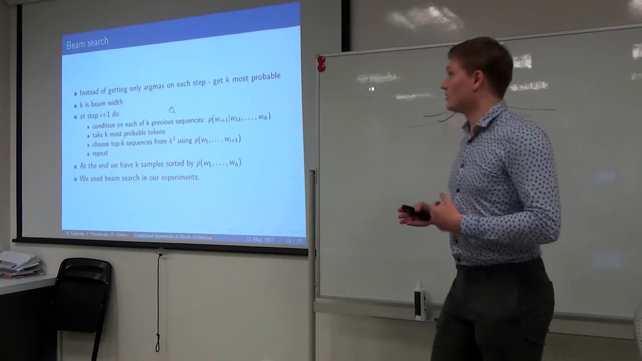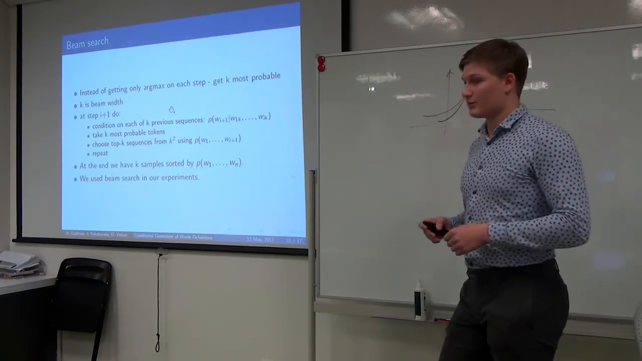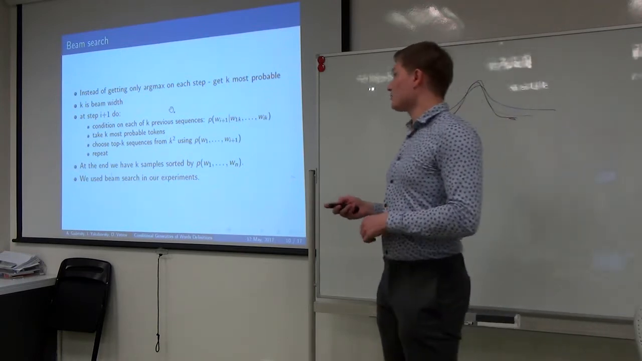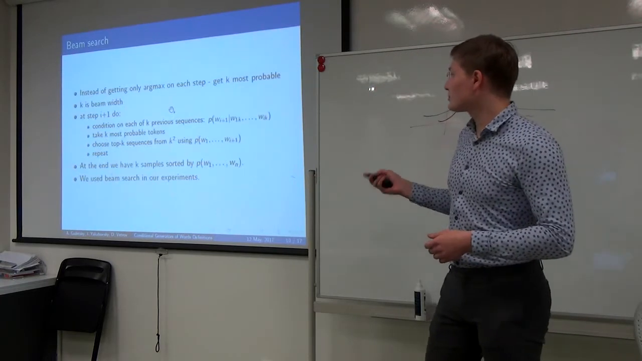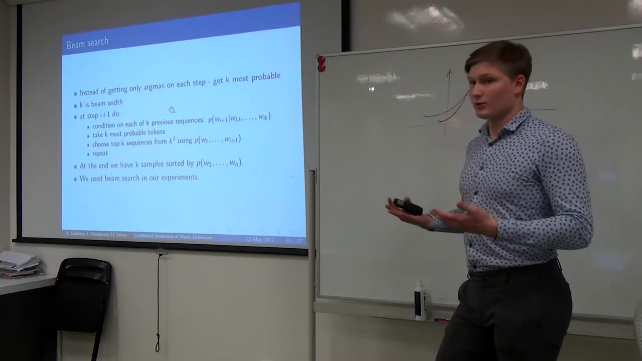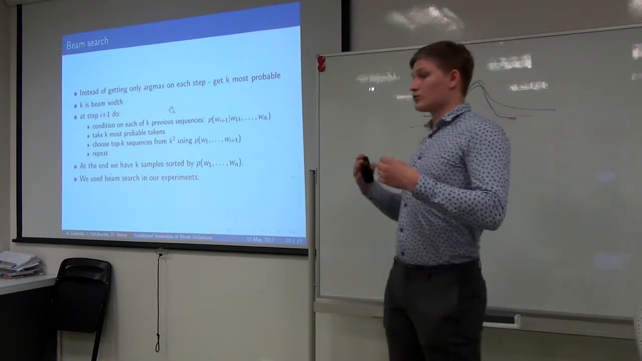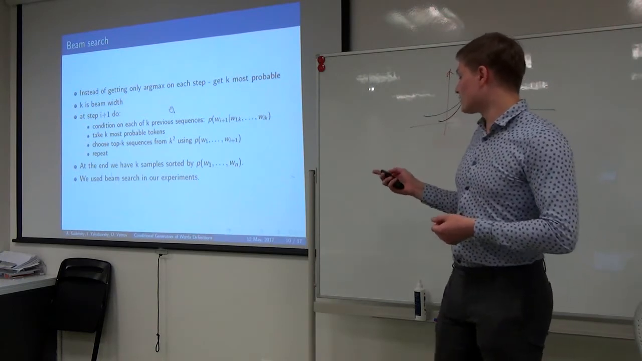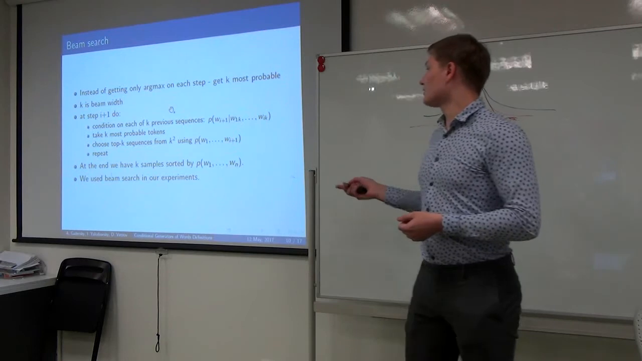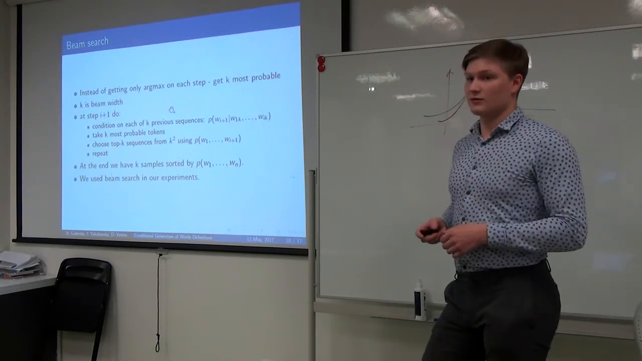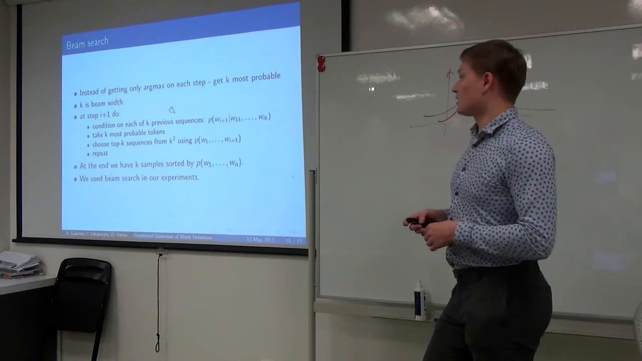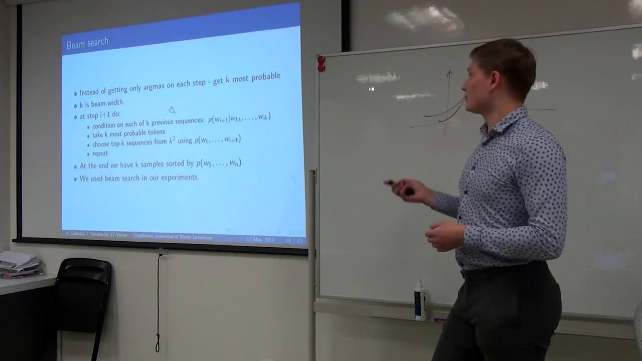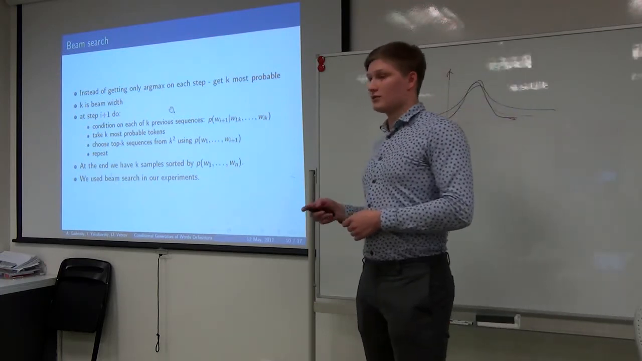Instead of getting only one argmax sample on each step, we get the k most probable. Then on each step, we condition on the k previous sequences and take the k most probable tokens. Then we choose the top k sequences from the resulting k squared using the joint probability of the i plus 1 tokens, and repeat this procedure to get a sample of the required length. Okay, now we can sample, and let's talk about the data that we use and the model.